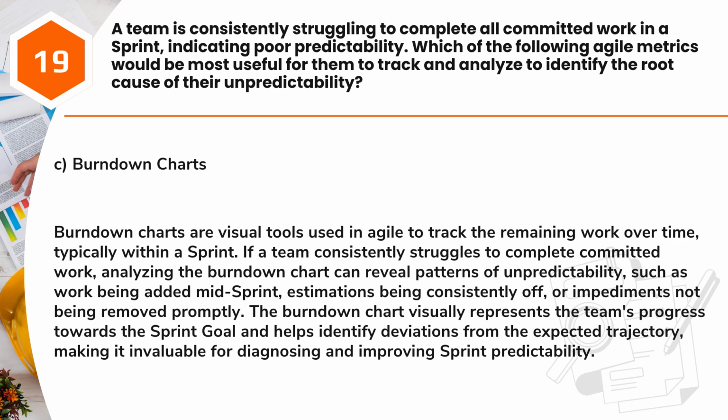work being added mid-sprint, estimations being consistently off, or impediments not being removed promptly. The burn-down chart visually represents the team's progress towards the sprint goal and helps identify deviations from the expected trajectory, making it invaluable for diagnosing and improving sprint predictability.